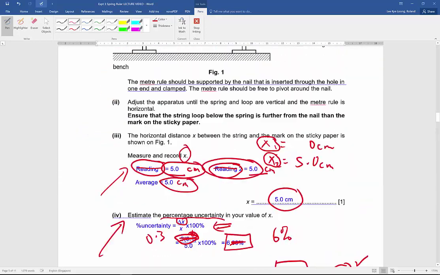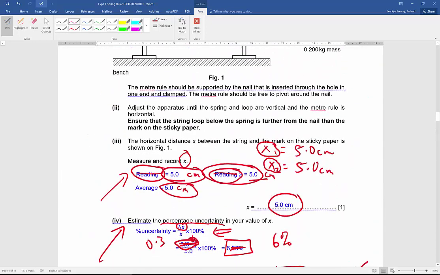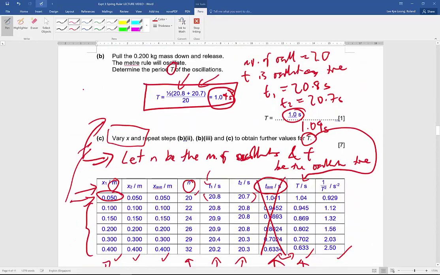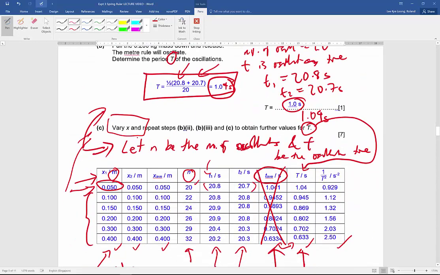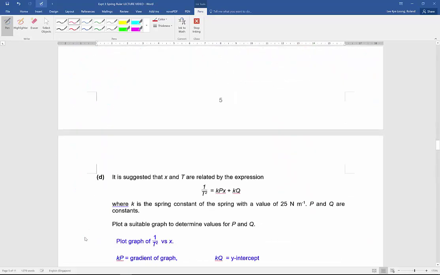Because when they ask you to conduct it the first time, you use 5 cm and then the period is 1.04. So that should be the first set of data on this table. And then you only repeat 5 more times. Remember, for practical, time is at a premium. You don't have so much time. If you do 7, 8, 9 sets, it is taking too much time. Okay, so let's move on to the calculation.